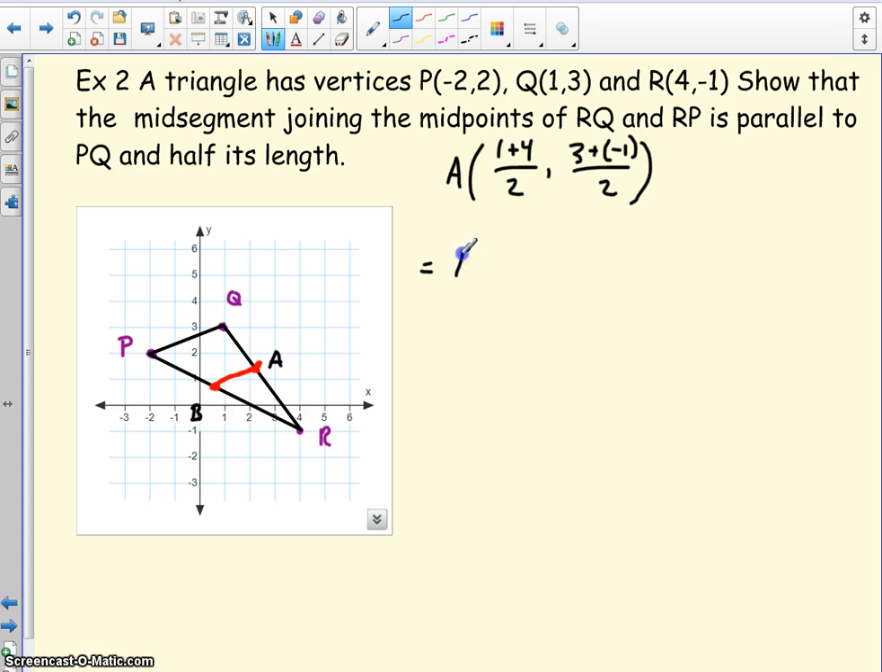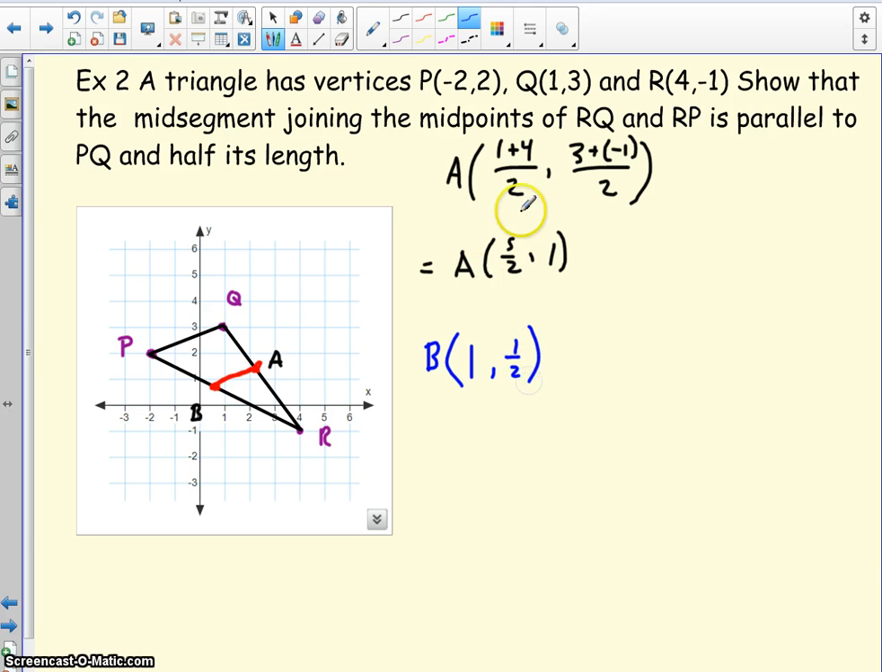So that's going to give me the midpoint there. So that point A is being 5 over 2, and 3 plus negative 1 is 2 over 2 is 1. Okay, so I'll do the exact same thing for my other midpoint. Let's just find B. So it's going to be halfway between P and R. So negative 2 plus 4 is 2 divided by 2 is 1, and 2 plus negative 1 is 1 divided by 2 is a half.